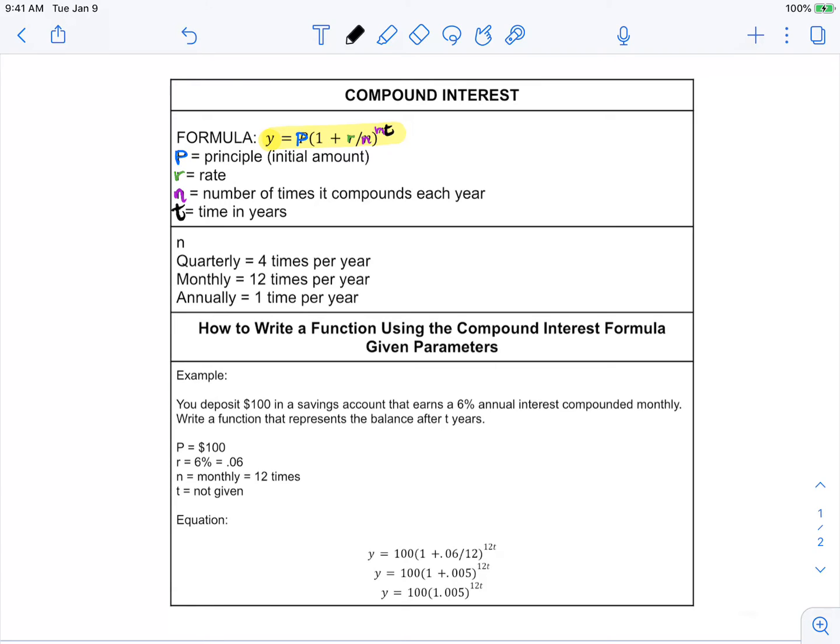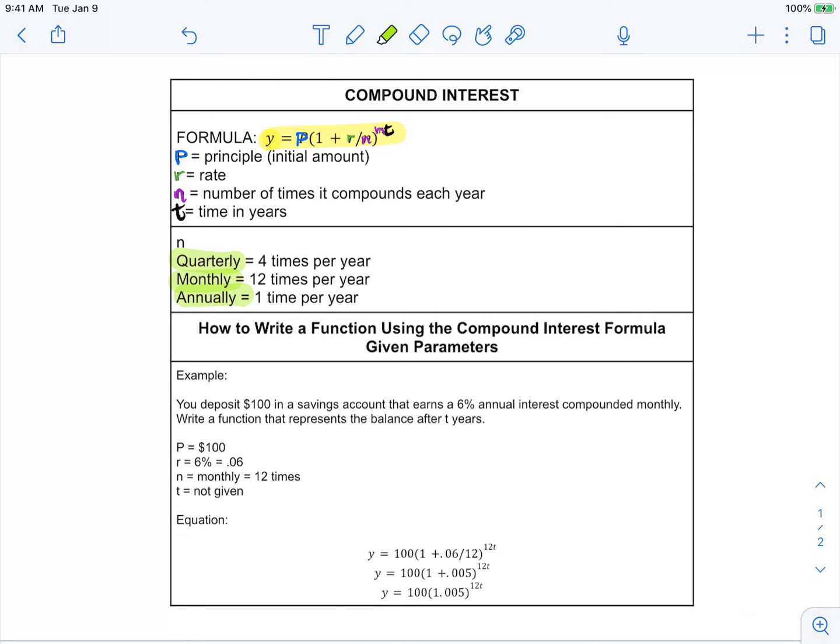And N can be in a few different things. I gave some examples of what N could be. If they use the word quarterly, that means you take a year and you cut it into 4 pieces, so it's 4 times per year. If they say monthly, well, there's 12 months in a year, so that's 12 times per year. And if they use the word annually, they mean 1 time per year. So in problems, these are the things you typically see: quarterly, monthly, and annually for N.